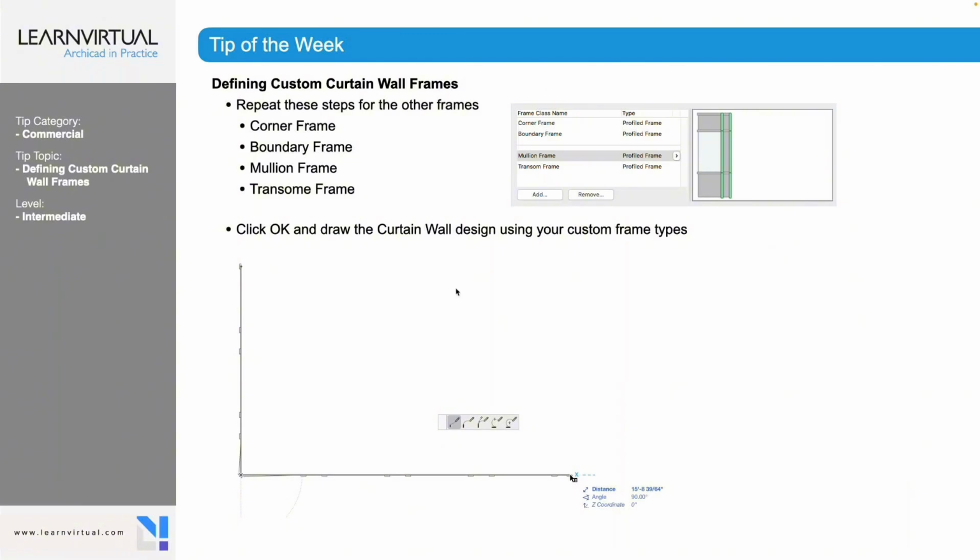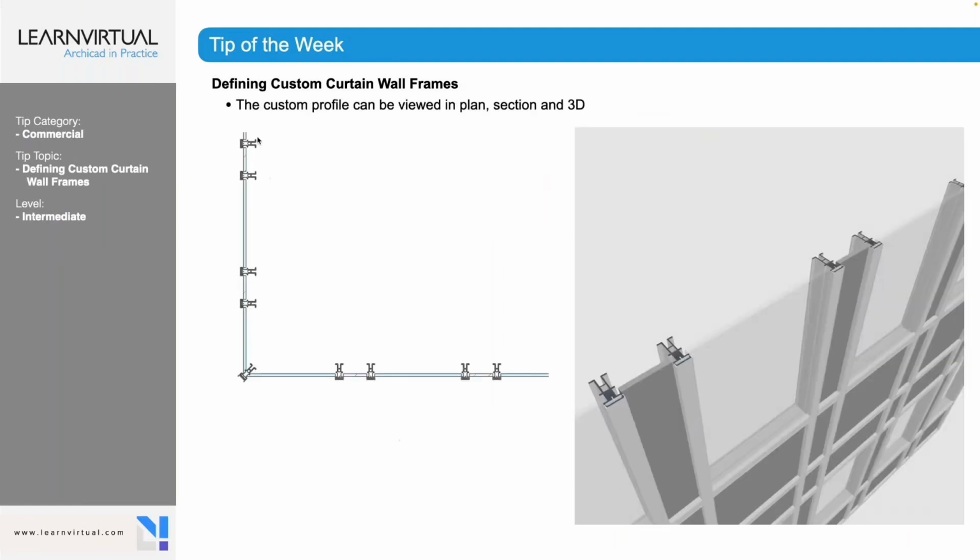Once you've completed that, you're then going to go ahead and draw your curtain wall assembly as whatever shape you need that to be, much like you would draw a wall. And then you'll see at your curtain wall, you're going to see the shape of that curtain wall frame, the cap that was part of that. They'll even repeat here at the corner.